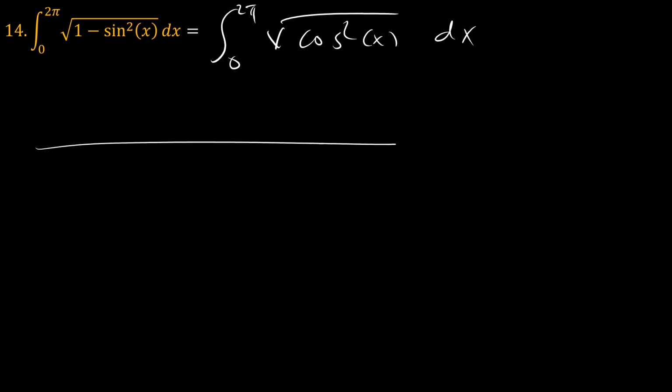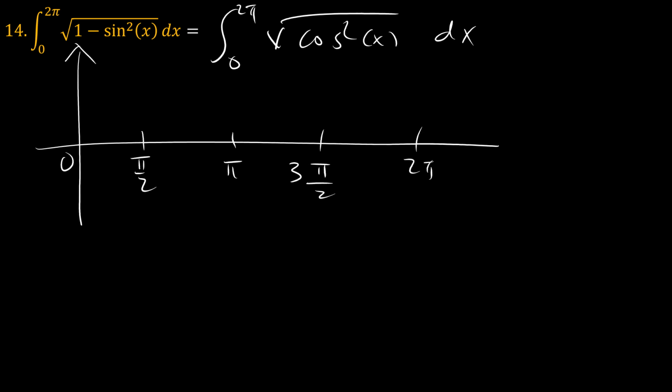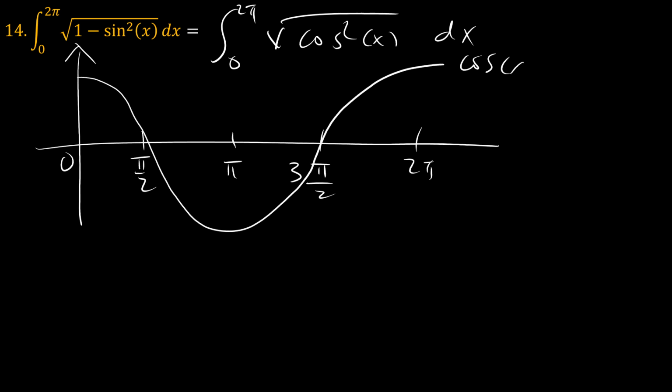So let's plot this thing out, right? So we have 0, pi over 2, pi, 3 pi over 2, and 2 pi. Cosine of x is just going to be something like that. This is cosine of x. And then the square of that, this is cosine squared of x. The square root of that is going to be slightly elevated, goes to 0 there, and then slightly elevated, then goes there.